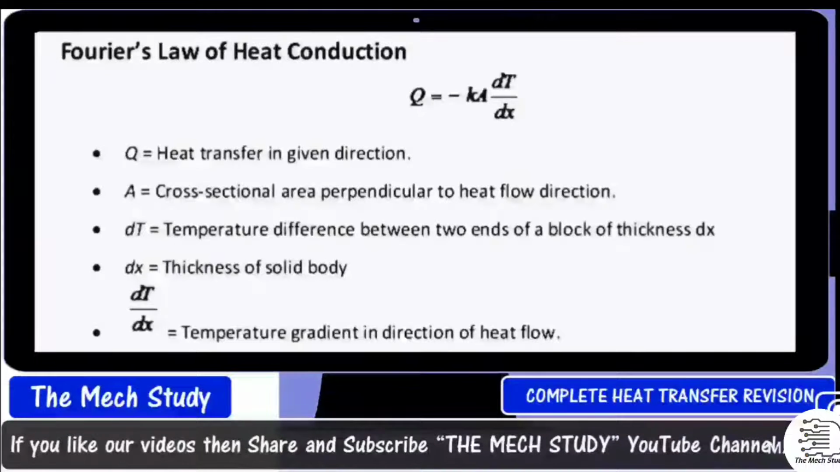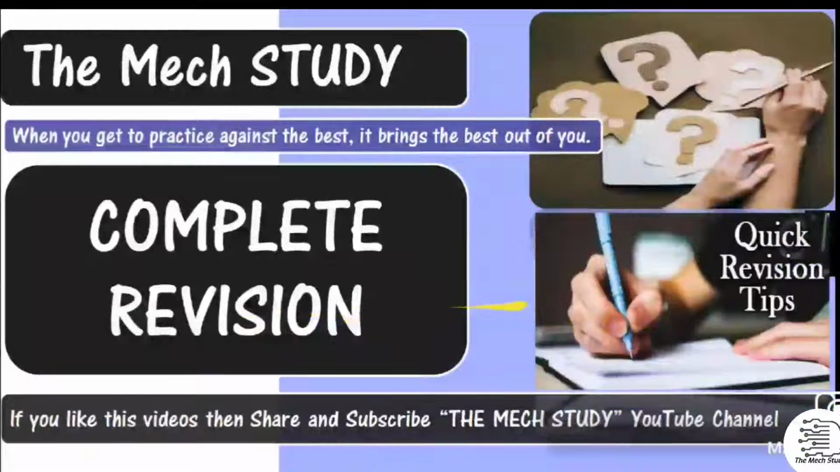In that we will discuss Fourier's law of heat conduction. Fourier's law of heat conduction states that Q equals minus kA dT by dx. Remember that this is the most important formula we come across in all the questions in the conduction chapter. Here Q is the heat transfer in a given direction, A is the area of cross section perpendicular to the heat flow direction, dT is the temperature difference between the two ends of a block with thickness dx, and dT by dx is the temperature gradient in the direction of heat flow.